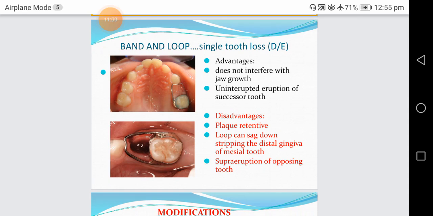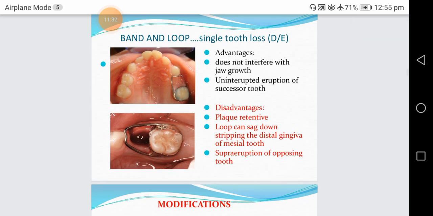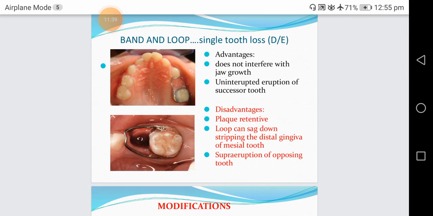Now we will see each space maintainer in detail. The first one is the band and loop space maintainer. This is the most common type of space maintainer. See the design of the appliance. We are banding the distal-most tooth, that means the tooth distal to the edentulous space. We are banding the distal tooth and it has a wire component that starts from the band, moves to the edentulous area, runs across the edentulous area and is brought back to the band. The wire is soldered onto the band. This is the design of the band and loop appliance.